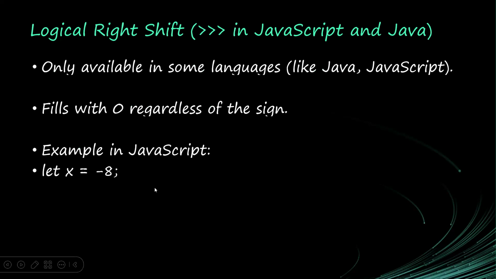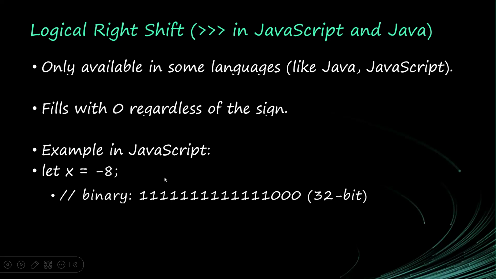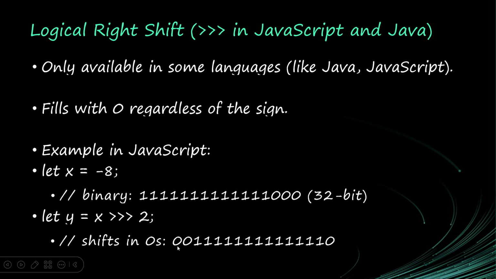So example in JavaScript, when you do this -8, remember -8 actually has ones as the most significant bit. But because of this triple arrow, remember you can see the sign is even different, this logical right shift does not care about the sign. When you shift it by 2, it will fill it with zeros. And what does it mean? It means that the value has really changed. So the value will not give you what you are expecting. So be careful. This is the logical right shift, with 3 arrows instead of 2.